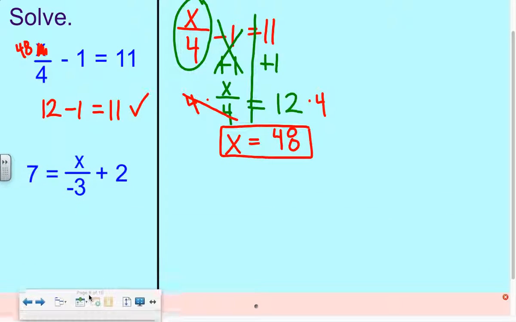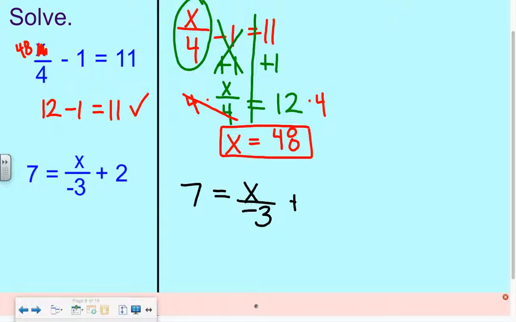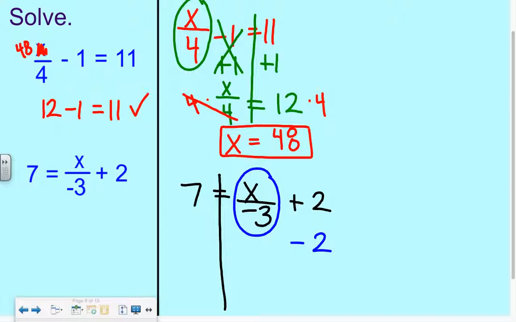Second example: 7 equals x over negative 3 plus 2. So the x over negative 3 is what I'll circle this time. I have to get rid of what's next to it. So the plus 2, I'll do the opposite on both sides. So minus 2. 2 minus 2 makes 0. So then I bring down my x over negative 3. 7 minus 2 is 5.